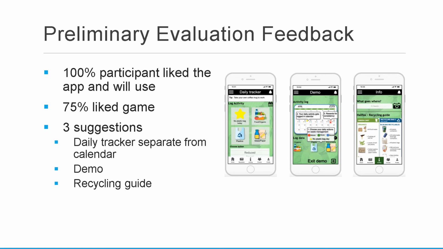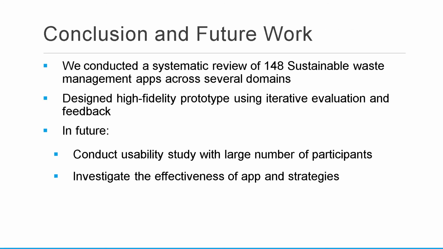And another feature is what goes where. The user can type an item which they don't know how to dispose. Say, for example, they have a battery which they don't know which bin they have to drop it in. They can search it here, or they can click on the camera button to just take a picture of the item so that we can use object recognition to identify the object and suggest how to dispose the item.